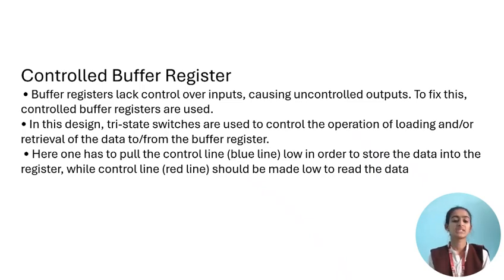Controlled buffer register. Buffer registers lack control over inputs, causing uncontrolled outputs. To fix this, controlled buffer registers are used. In this design, tri-state switches are used to control the loading and retrieval of data to or from the buffer register. Here one has to pull the control line, the blue line, low in order to store the data into the register, while the control line, the red line, should be made low to read the data. These are controlled buffer registers.